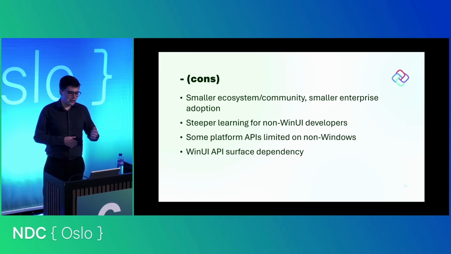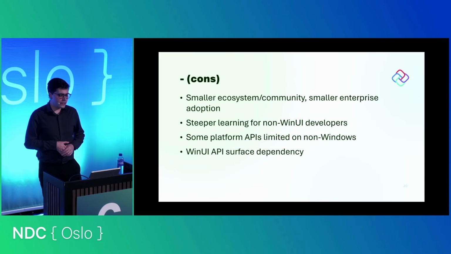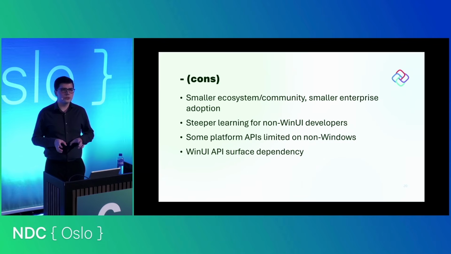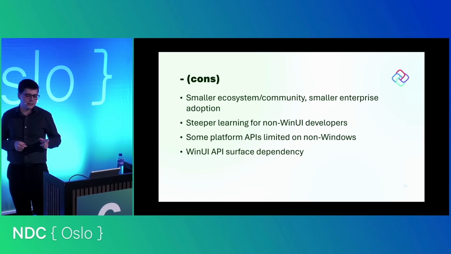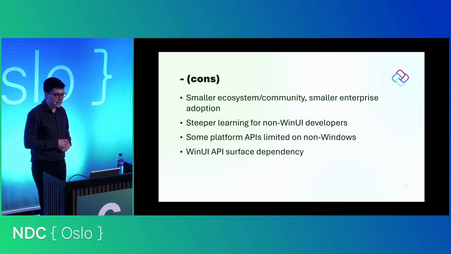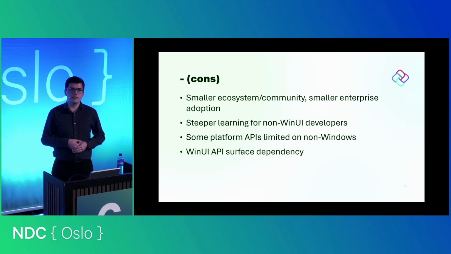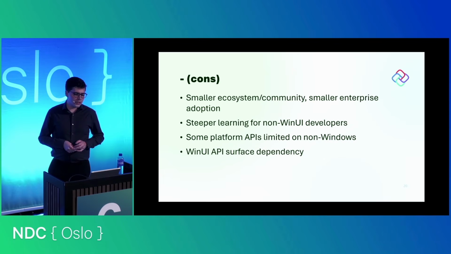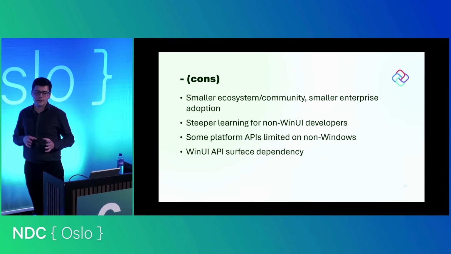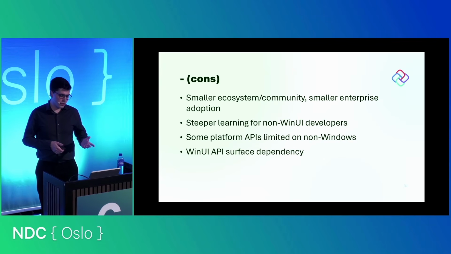So the thing that comes from it is that some platform APIs are limited to non-Windows, so you have to write some of the application, or you have to call some of the APIs natively, which might be a bottleneck, but it's evolving, and it's evolving quite fast. I'm going to show some unexpected APIs which we are currently working on. And also the WinUI API surface dependency might sometimes be a little harder to work with.